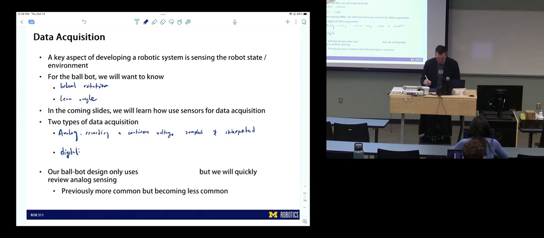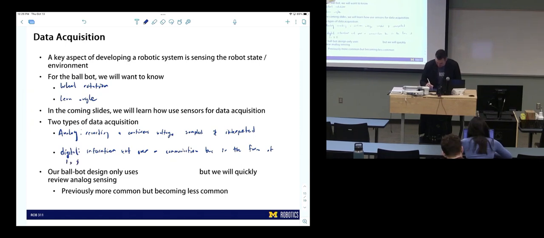So digital is information sent over a communication protocol or communication bus in the form of ones and zeros. That's why it's digital. Not, I mean, on, off, yes, but it's digital communication.